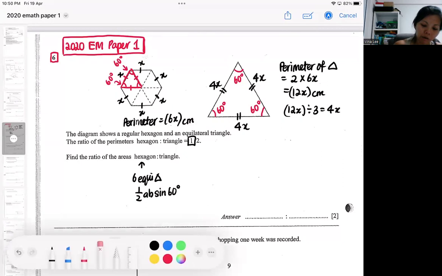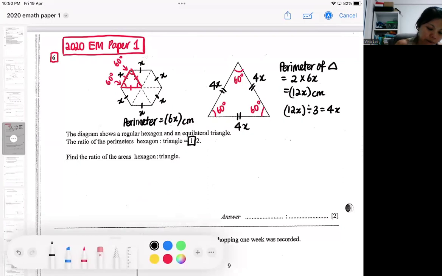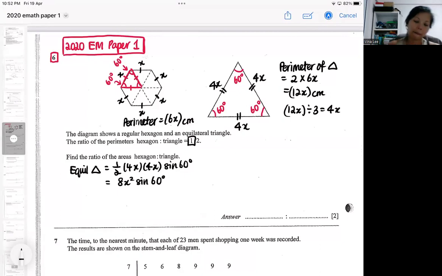Okay, so if I'm going to calculate the area of the big triangle, the equilateral triangle, it will be half ab sine C, which is half times 4x times 4x times sine 60. You can work out the algebra first. 4x times 4x will be 16x squared. I choose not to press out my sine 60 degrees, because later on it will be cancelled off when I find the area of the hexagon.